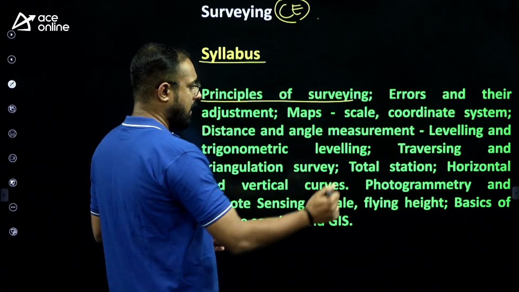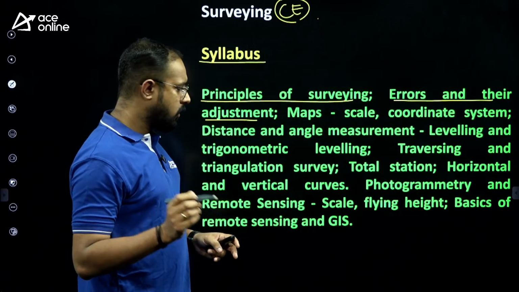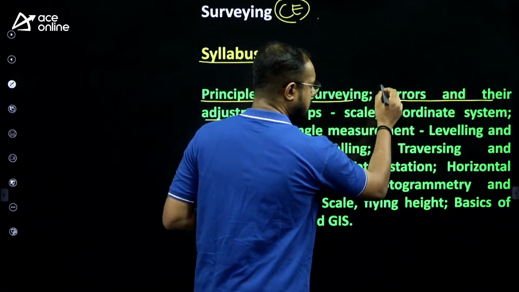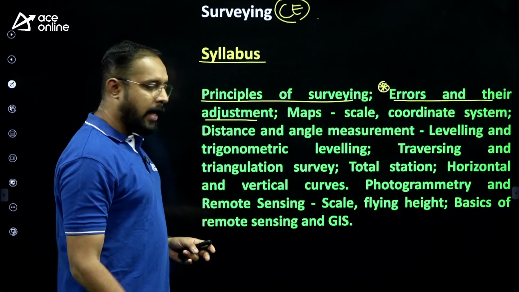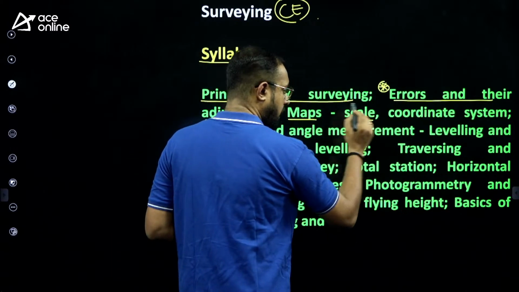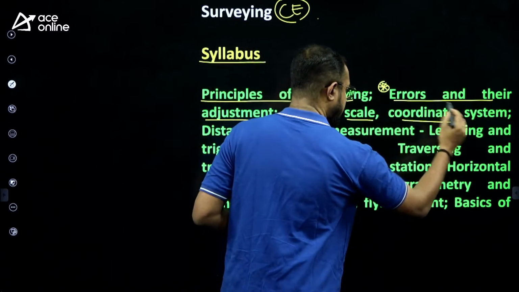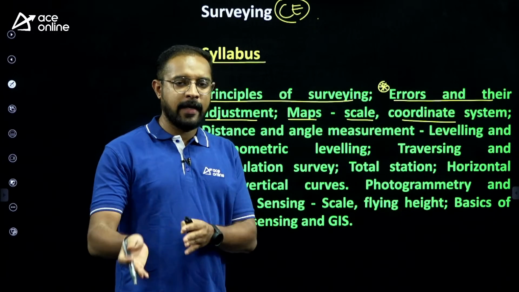Next up, errors and their adjustments. I will talk about this in detail. This errors topic has been gaining a lot of popularity in GATE in the past 2-3 years, as well as in engineering services. Next, they are talking about maps, followed by the scales of map. What are the coordinate systems? Coordinate system means the different coordinates by which we will try and plot details on our paper.